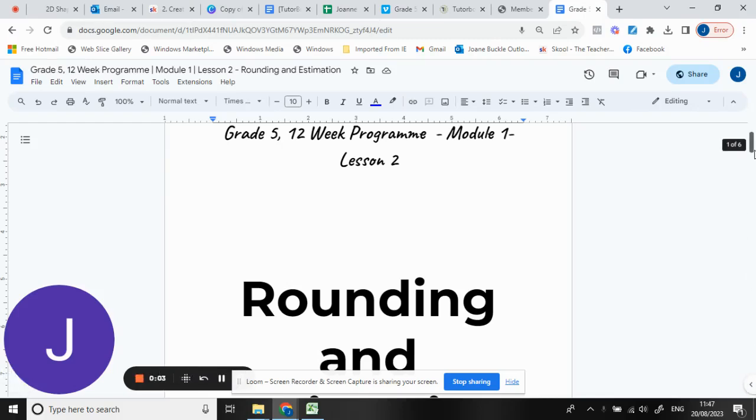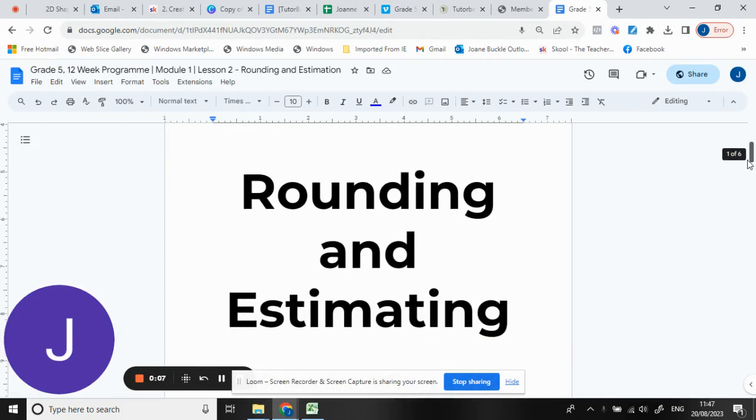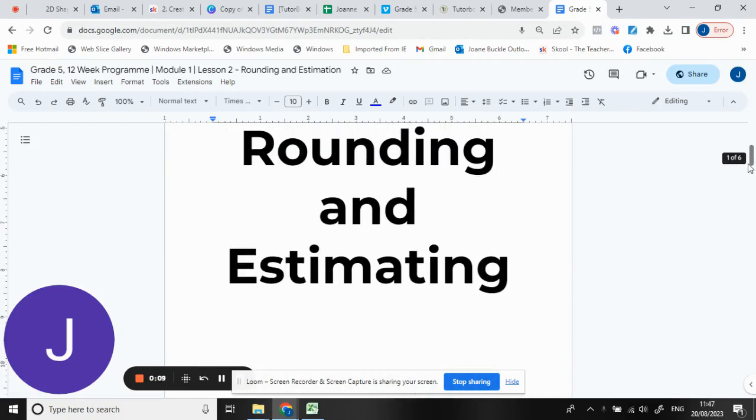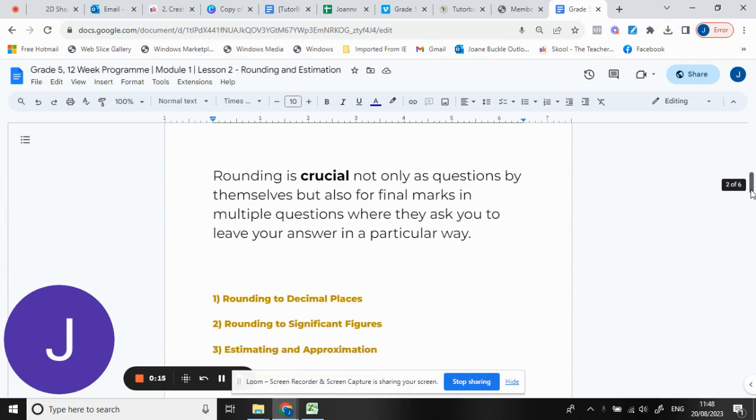We're now going to focus on rounding and estimating. So rounding can come in two parts really. It can come as rounding to decimal places and rounding to significant figures, and they're the two topics that we're going to mainly focus on, and how that then links to estimating and approximating.